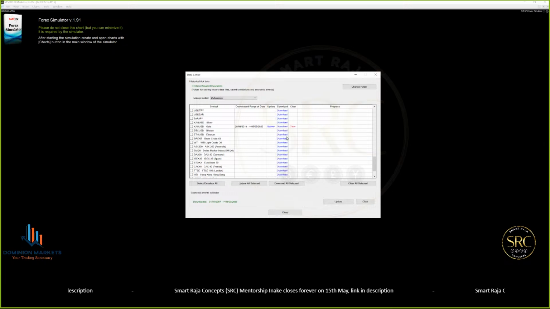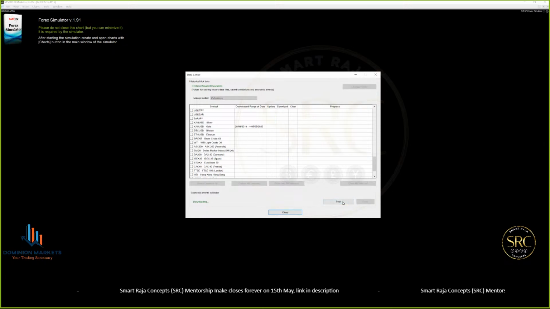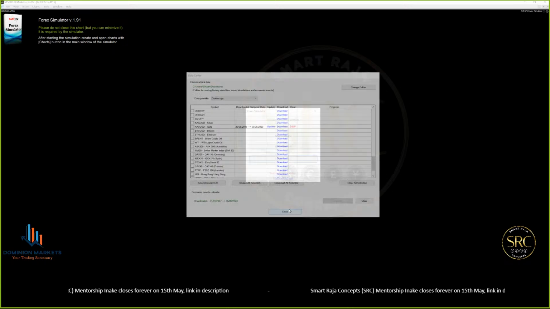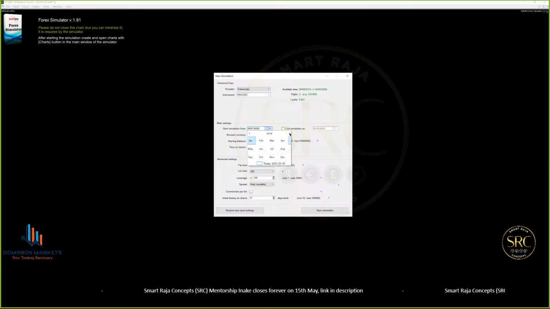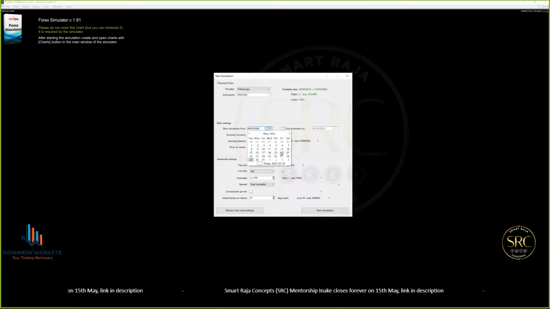So once it downloads, all right, perfect. Now we're going to update the news event. Perfect. Close this, new simulation, and we got to choose gold. We have to choose last year of May because Mr. Kasserbot wants May. We're going to go with 15th May. 20th is my birthday, so we're going to end on the 20th. So we're going to start on 15th.